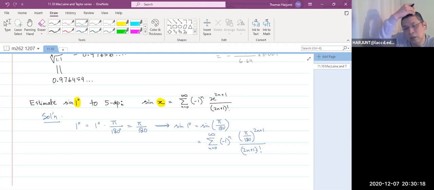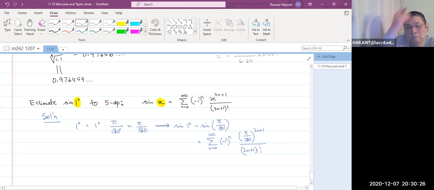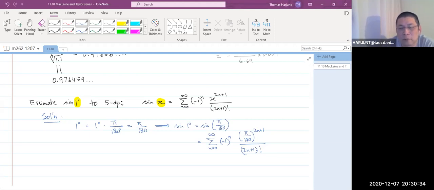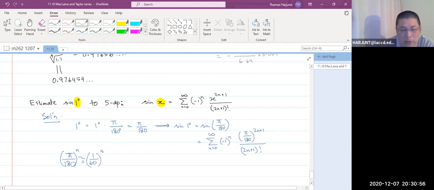Now you see that this is an alternating series, and actually when n equals 2 it's even, when n equals 1, I think it's big enough. Pi over 180 is approximately 3 over 180, that's 1 over 60. So you see I need to find n, right? To what power, look at this, what is the power here such that this is less than 0.00001? Not to mention that I have 2n plus 1 factorial at the bottom.